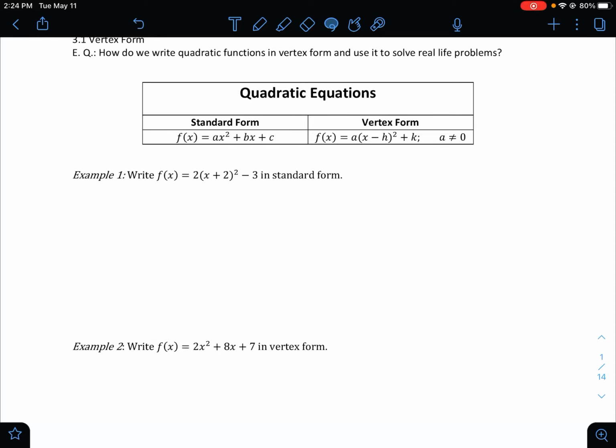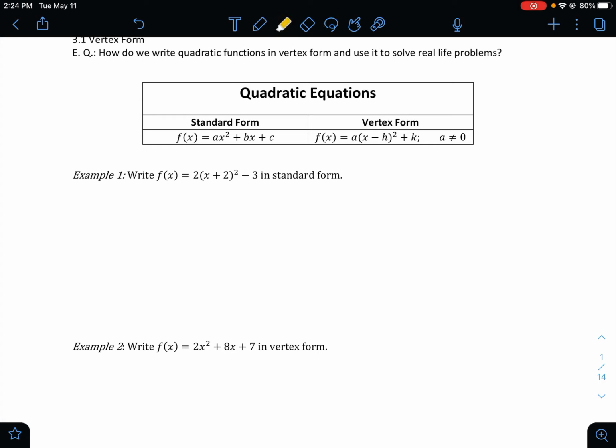Today's section is 3.1 and we're going to look at vertex form. So this is going to take you back to Algebra 2 and hopefully you remember some of the key points that we need from here. So one little bit of a refresher is just the two different forms we have for quadratic equations.